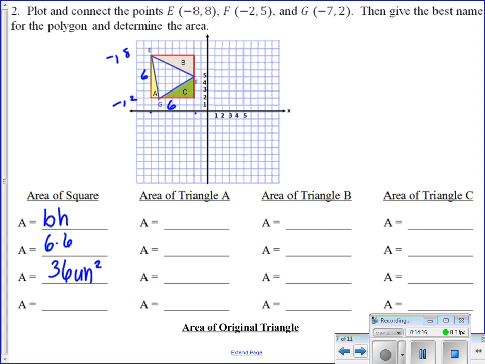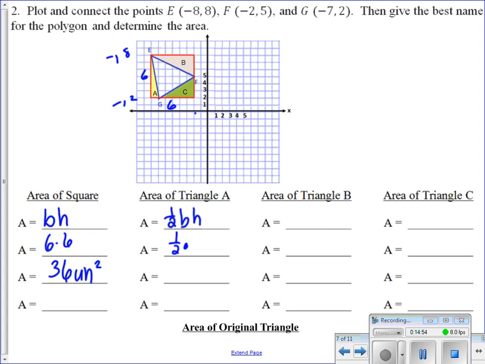Okay? Any questions on how I found the area of the square? So now let's find the area of triangle A. What's the formula for a triangle? 1/2 base times height. So what is the base here of triangle A? What is the base of A? It's just going from -7 to -8. So the base is 1.